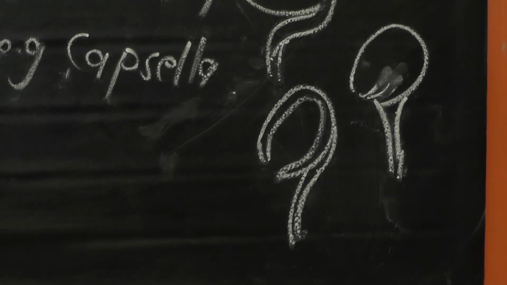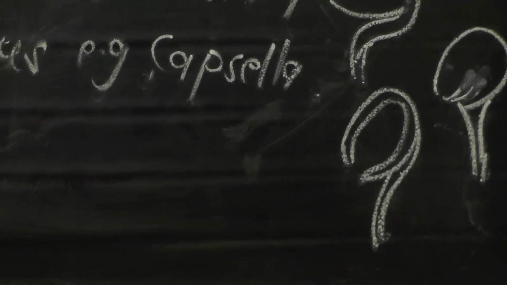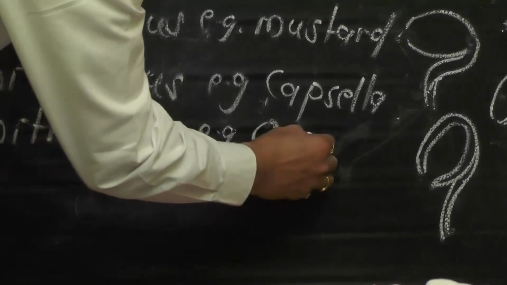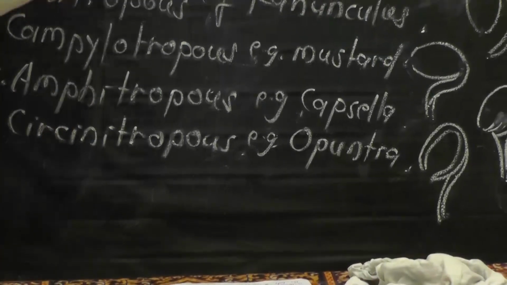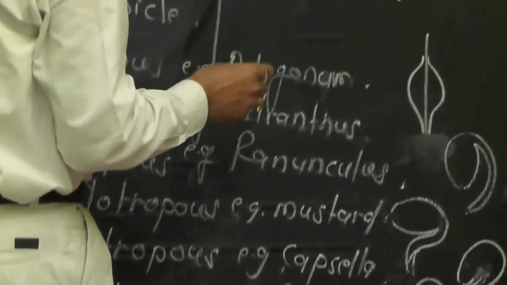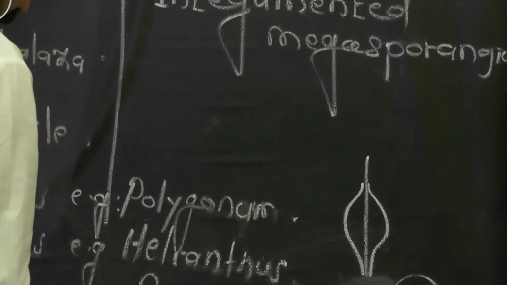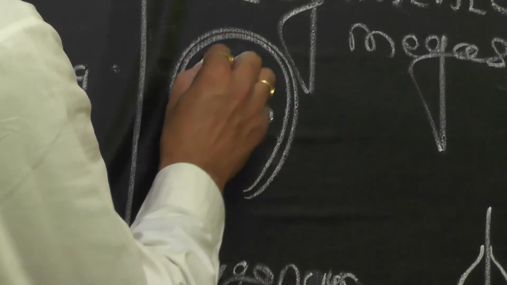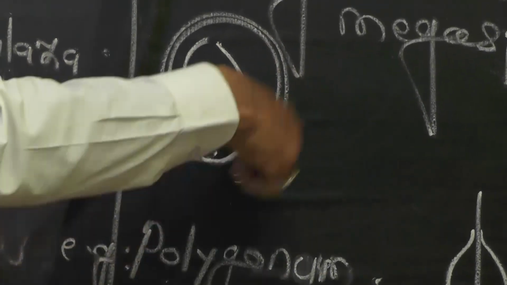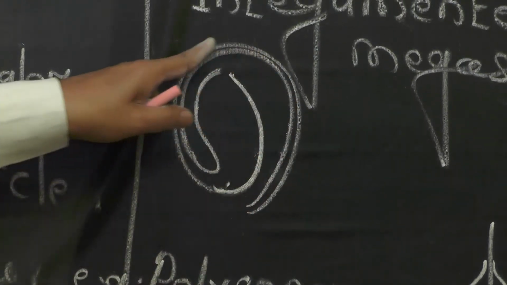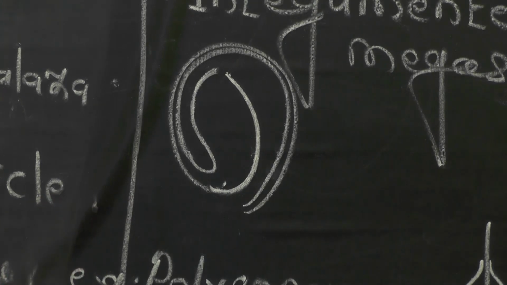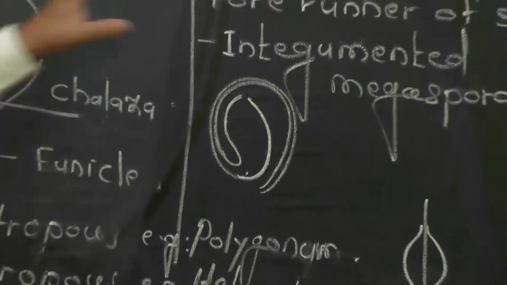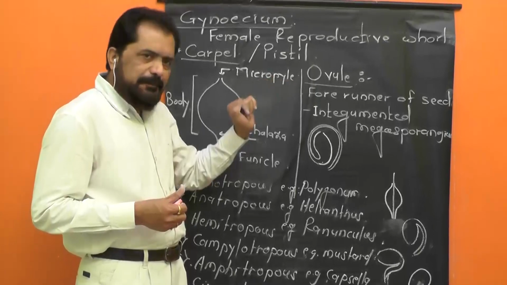And the last type is the circinotropous ovule. Circinotropous ovule is seen in Opuntia. Here I am going to draw a diagram because of limited space. In this type of ovule, the funicle is very much elongated. The stalk is very much elongated and it encircles the body from all sides. Look here, this is the funiculus, funicle, that is the stalk. It is very much elongated and it surrounds the body from all sides. This is called circinotropous.